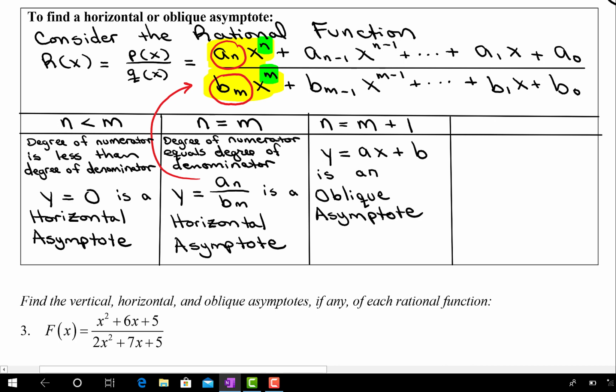Now I know what you're thinking. You're thinking, how do I come up with this linear equation for this slant asymptote or this oblique asymptote? Where am I supposed to come up with this, right? Well, let me tell you how you're supposed to come up with that.